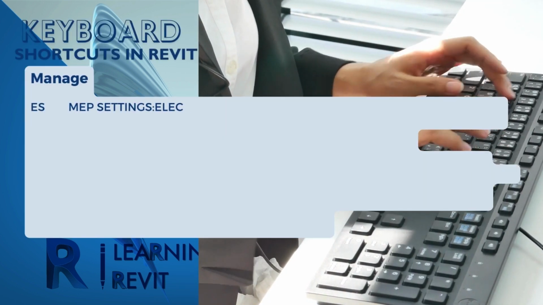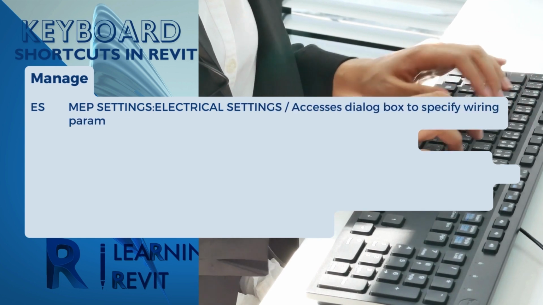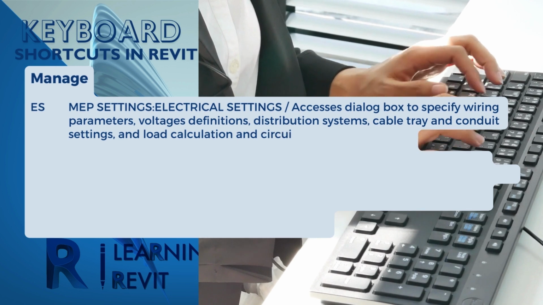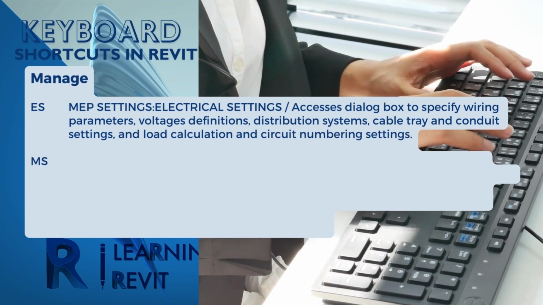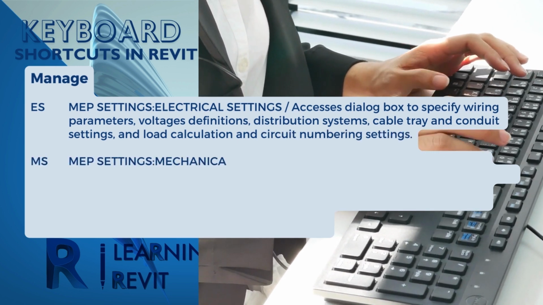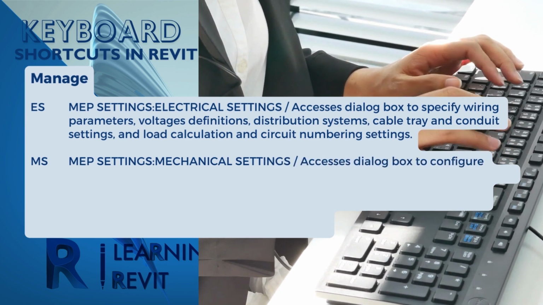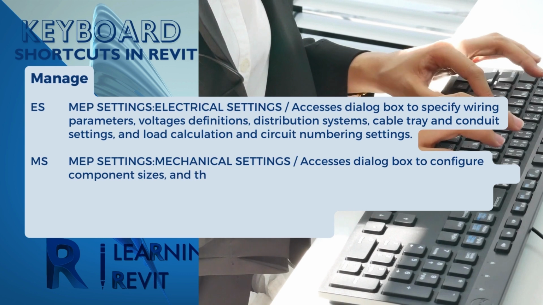Next category is Manage. ES. MEP settings. Electrical settings. Accesses dialog box to specify wiring parameters, voltages definitions, distribution systems, cable tray and conduit settings, and load calculation and circuit numbering settings.